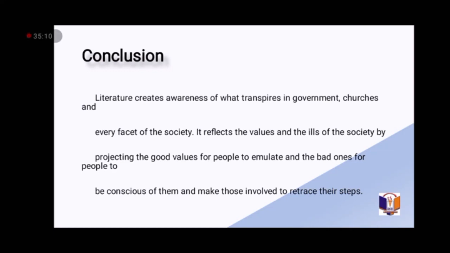And finally, literature creates awareness of what transpires in government, churches, and every facet of society. It reflects the values and the ills of society by projecting the good values for people to emulate and the bad ones for people to be conscious of, and to make those involved retrace their steps. Literature teaches us the good, the bad, and the ugly. If you have ears, you listen, hear, understand, and do what? Change, retrace your steps. That is literature for you. So you retrace yourself and do the right thing at the right time. So that's literature.